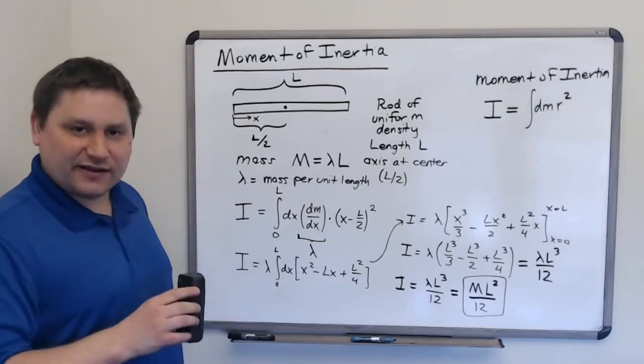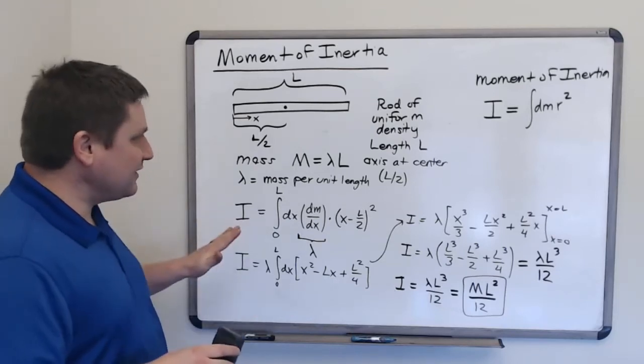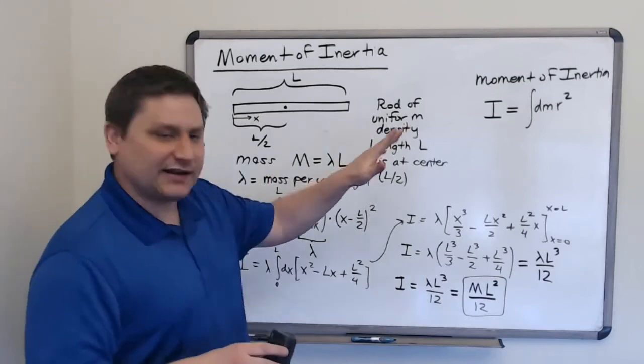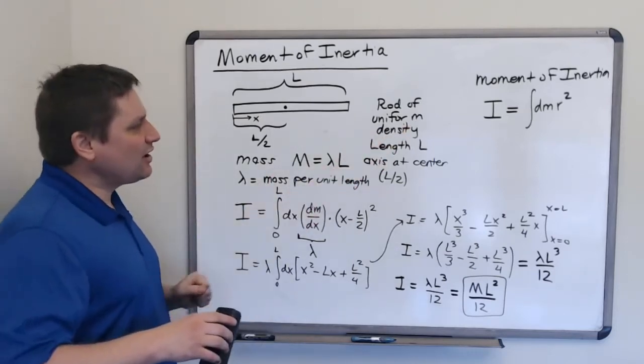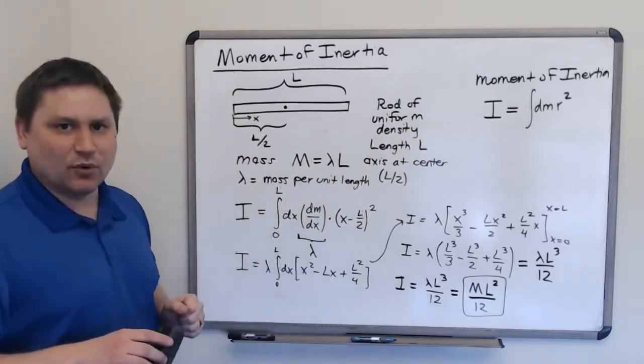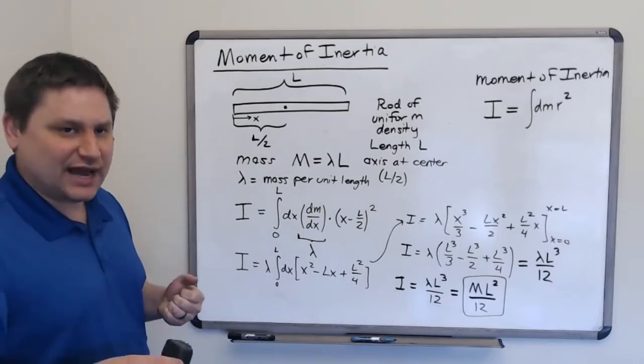Let's now try to summarize what we've done here. We kind of approached this in an ad hoc manner, but how can we calculate the moment of inertia for more shapes? Get a general plan for doing that.